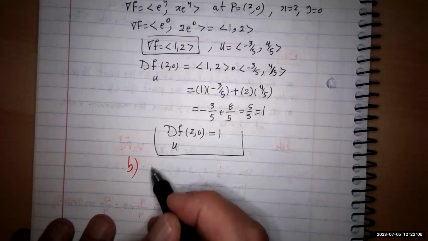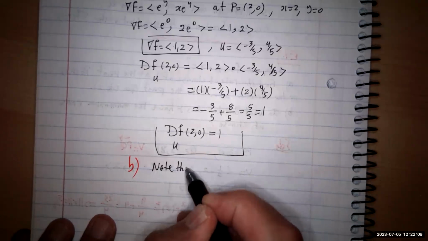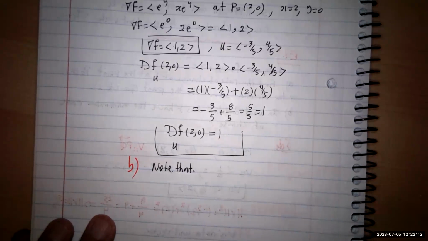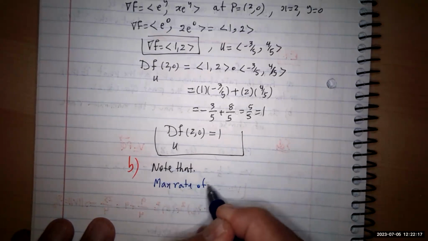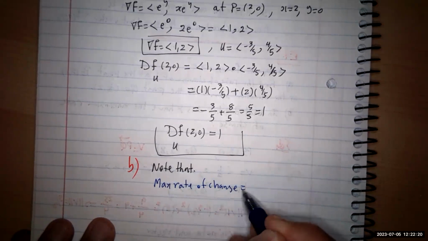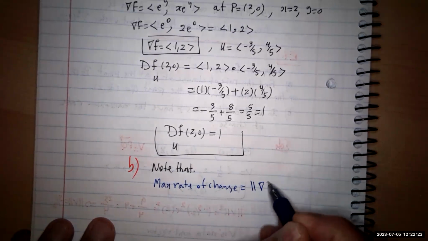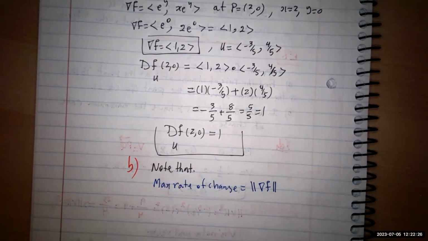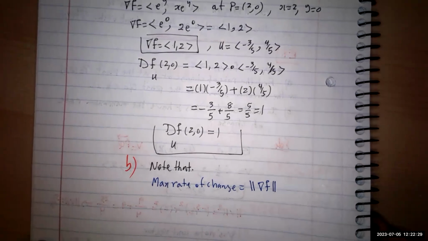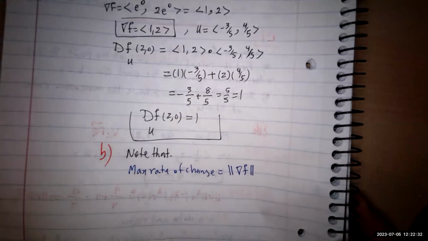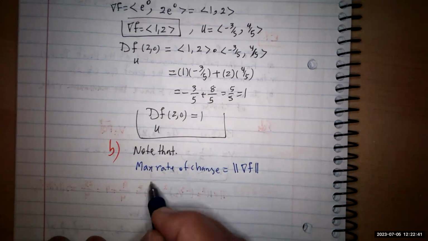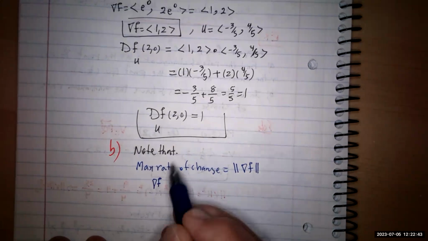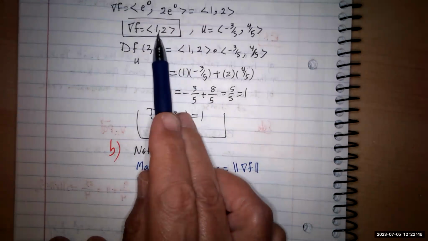So for the second part, according to the proof and the theorem that we talked about, the maximum rate of change is the norm of the gradient vector. That's it. The norm of the gradient vector gives you the maximum value, of course at the point. So we have to find the gradient vector, and we already got it, the gradient vector at (2, 0).